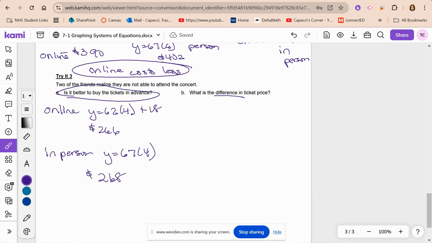Okay, so the question is, is it better to buy tickets in advance? And that's going to be a yes, because that one's cheaper. And then it says, what's the difference in the ticket for Part B? Well, it's $268 minus $266, so the difference is $2.